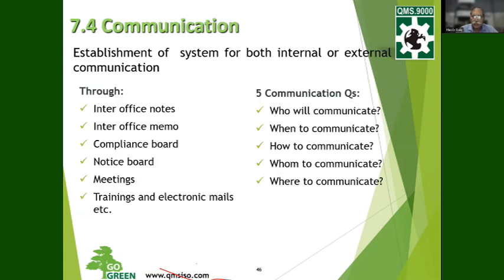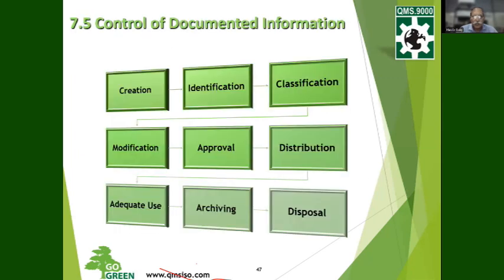Communication. You must have a very clear communication channel by which you ensure that the information travels from top to bottom and from bottom to top. So these are various means of communication: inter-office notes, memos, compliance boards, notices, meetings, trainings, and electronic media, and so on. You must have documented control of documented information, right? So this is a very strong clause, clause 7.5. How do you ensure that SOPs and work instructions are properly controlled, and the current versions are available to the concerned persons?